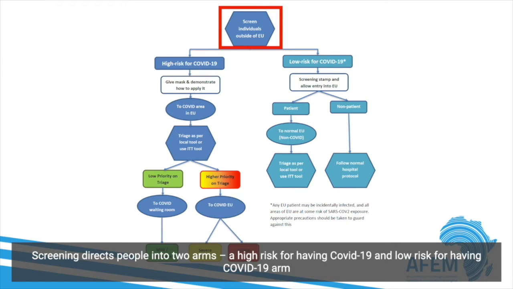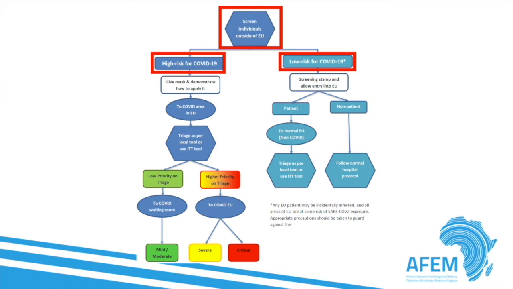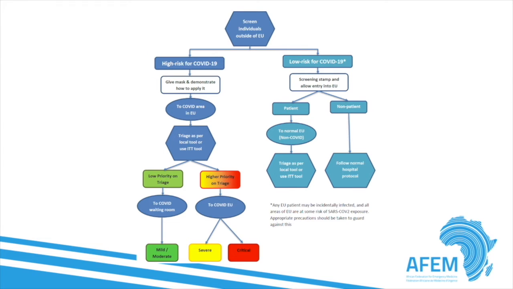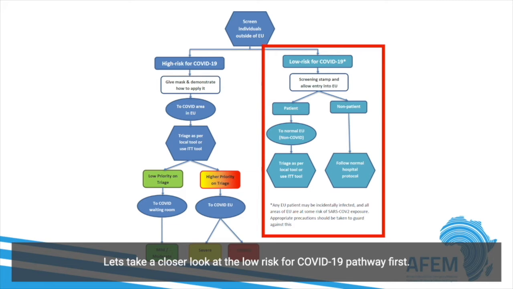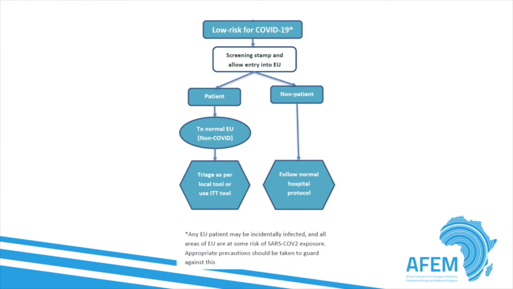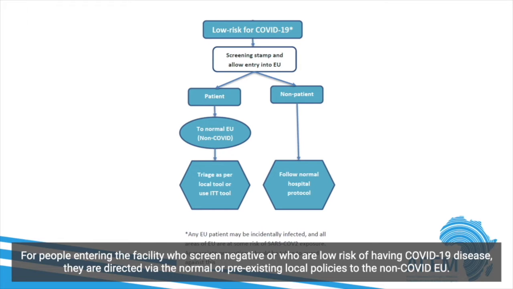Screening directs people into two arms, a high risk for having COVID arm and a low risk for having COVID arm. Let's take a closer look at the low risk for having COVID-19 pathway first. For people entering the facility who screen negative or who are low risk for having COVID-19 disease, they are directed via the normal or pre-existing local policies to the non-COVID EU.